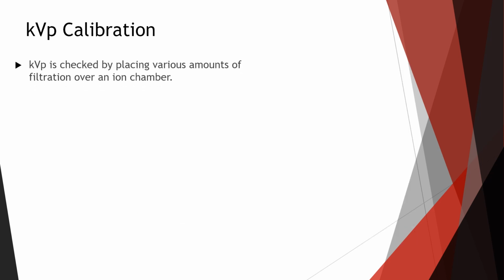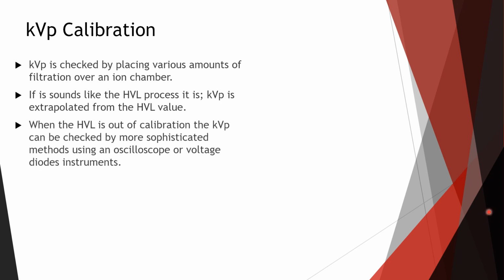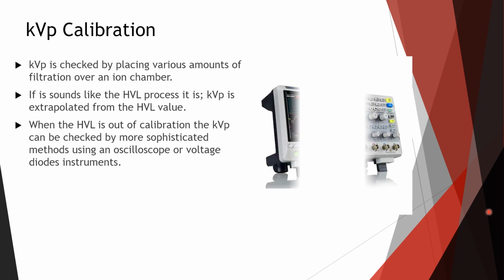Now let's talk about kVp calibration. kVp is checked by placing various amounts of filtration over an ion chamber. If this sounds a lot like the half value layer process, it's because it is. kVp is extrapolated from the half value layer. When the half value layer is out of calibration, the kVp can be checked by more sophisticated methods, as we talked about, using an oscilloscope or voltage diode instruments.